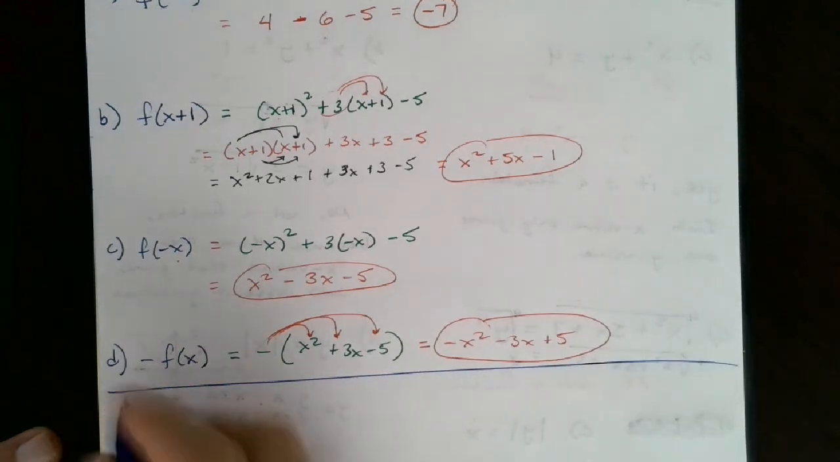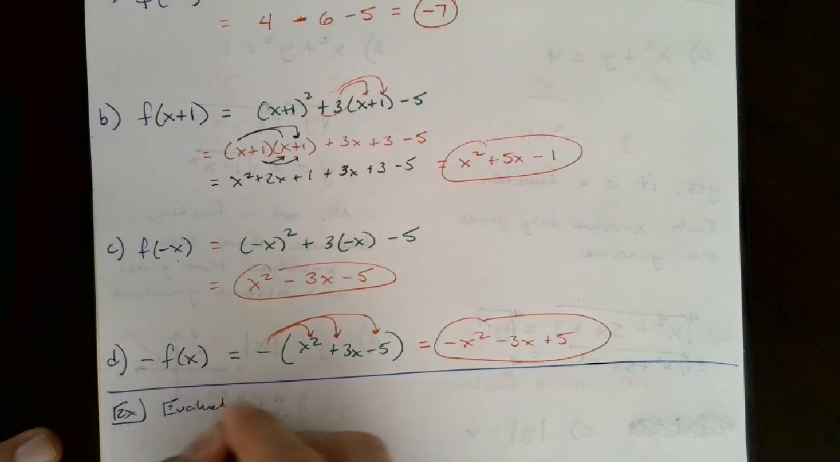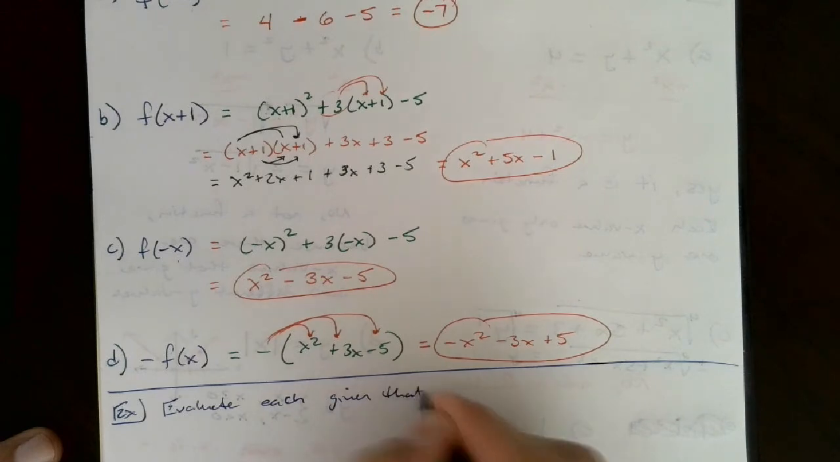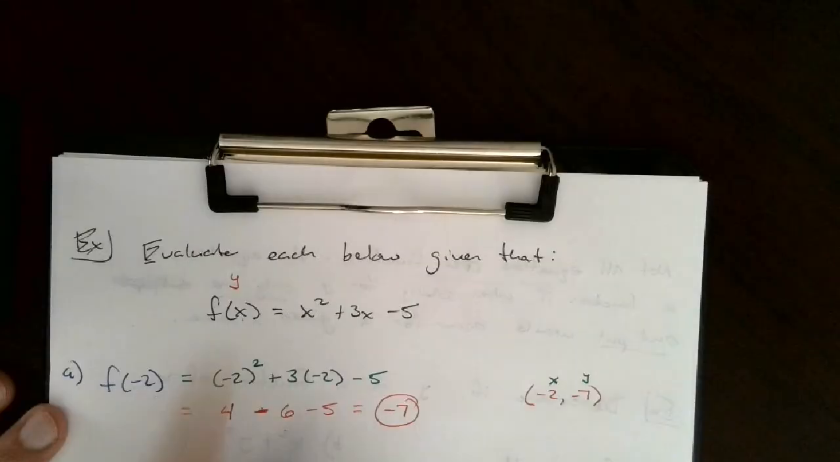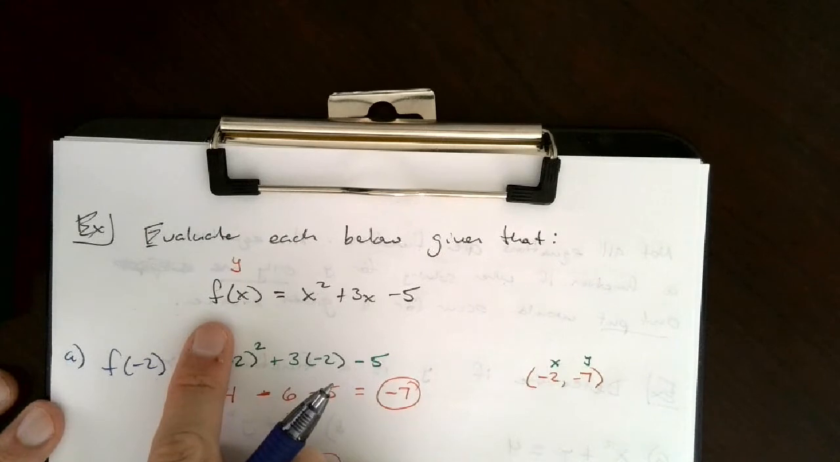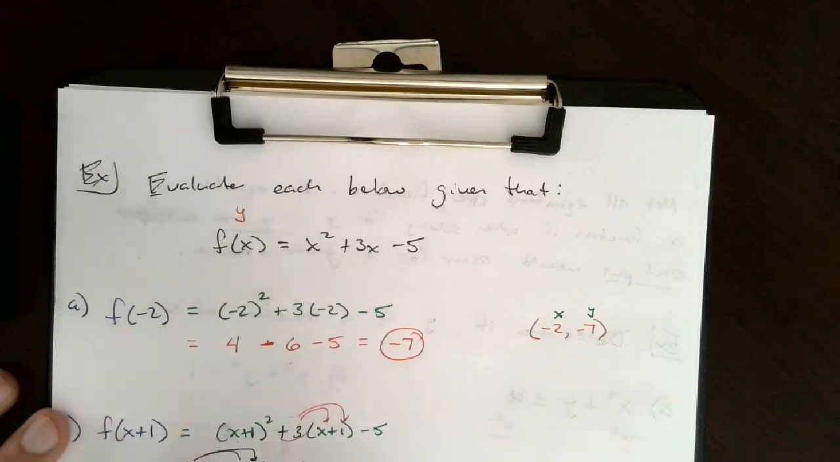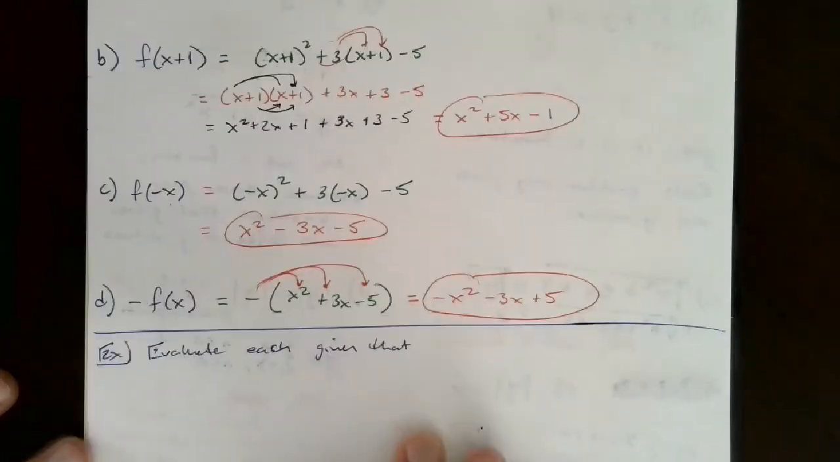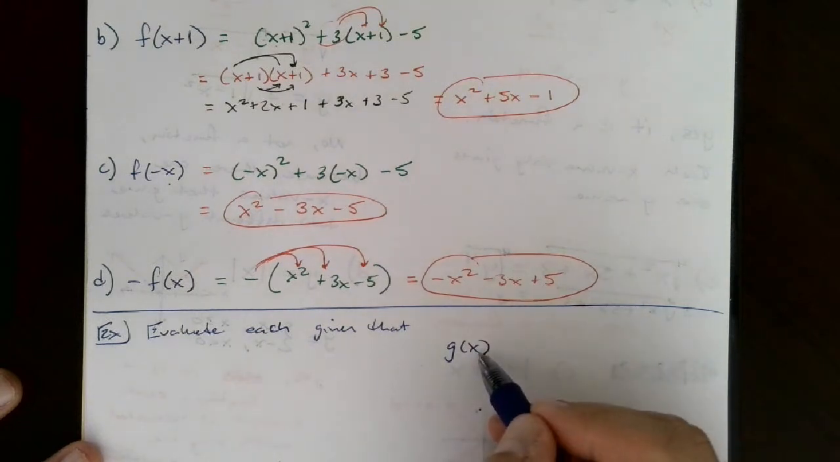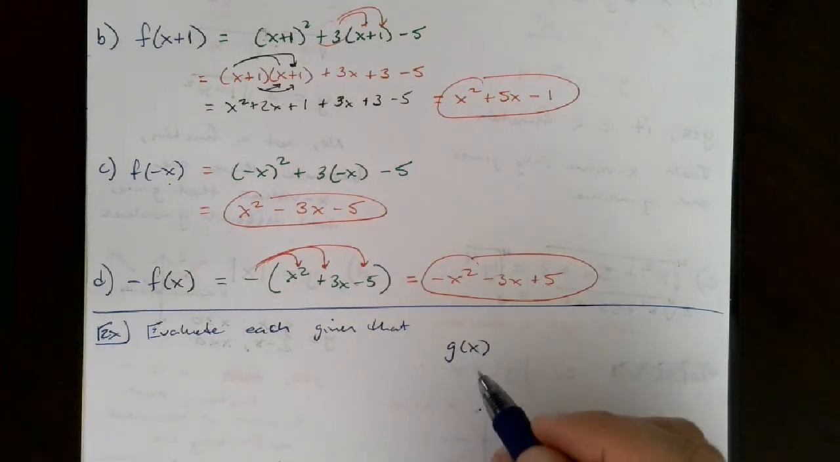So for example, evaluate each given that. Now I should mention this here. When I called this f of x, f is just the name of the function. So this is a function of x named f, but it could be anything. Like we have g of x, h of x, a of x, whatever you want to call it. Typically f of x is what we use, but you'll see f, g, and h the most common. So I'm going to call this next one g of x. Remember, that's just the name of the function. It's saying the x value gets subbed in, g of x is the y value that comes out.